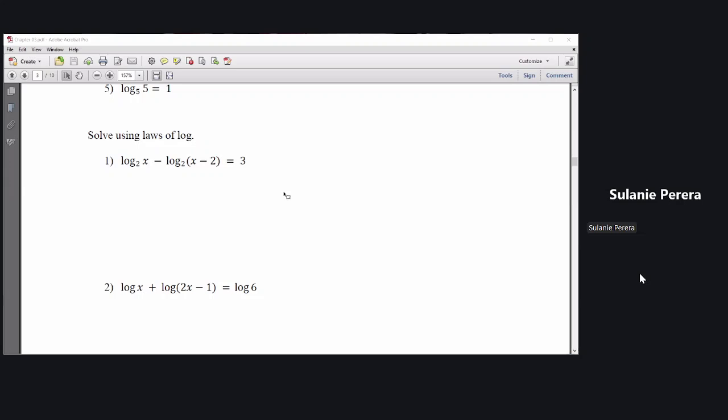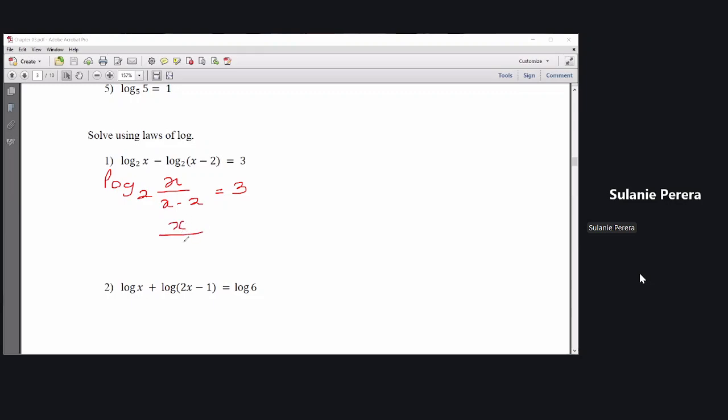So did you all solve? How can we solve the first one? The bases are the same, so we can simply divide. Log base 2 of x divided by x minus 2 equals 3. Right? And how do I get rid of this log base 2? Remember, log base 10 of 100 equals 2, and if I take 10 squared, it equals 100. So here also I can do the same.